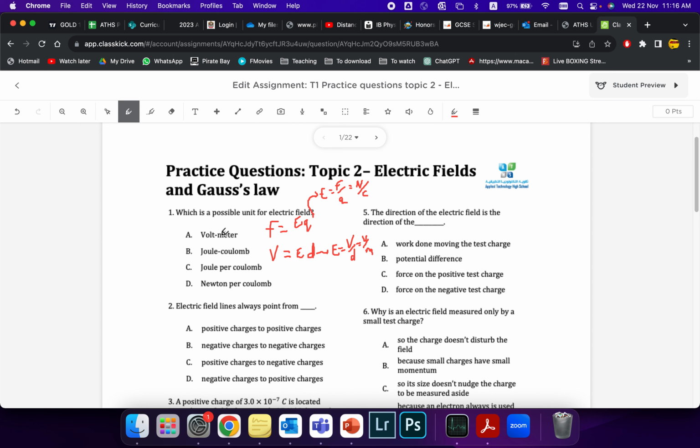Volt meter, that's multiplying, so that's wrong. Joule coulomb is not here. Joules per coulomb is also not here. Newtons per coulomb is here. So this one is here. So we can say D is the best answer for this.